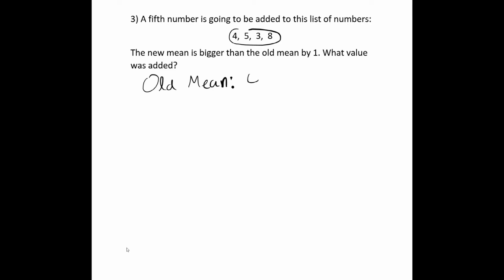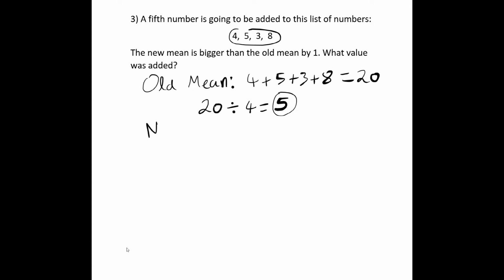To do this, I add up the 4 numbers. 4 add 5 add 3 add 8. That is 9, 12, that's 20. And then I need to divide that by how many numbers there were. There were 4 numbers. 20 divided by 4, that's 5. So the mean of those numbers is 5. Now, I need to work out what the new mean is. Well, the new mean is bigger than the old mean by 1. So I can say straight away that the new mean is 5 plus 1, which is just 6.